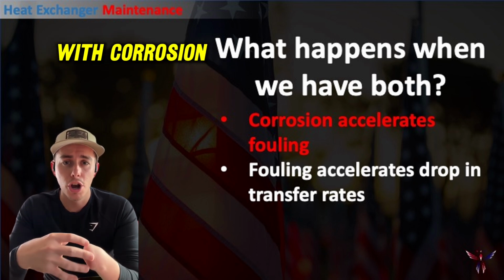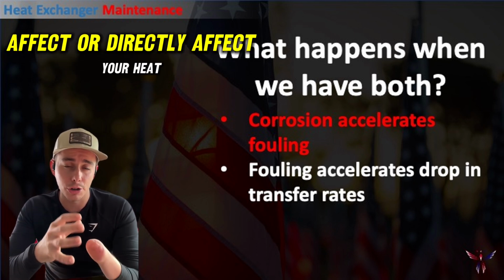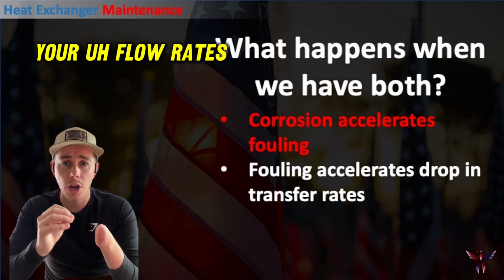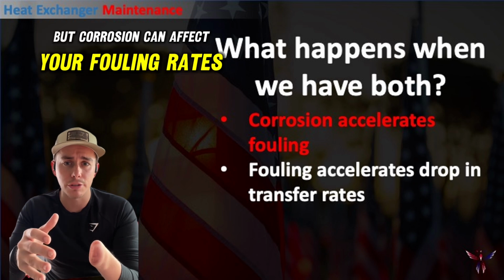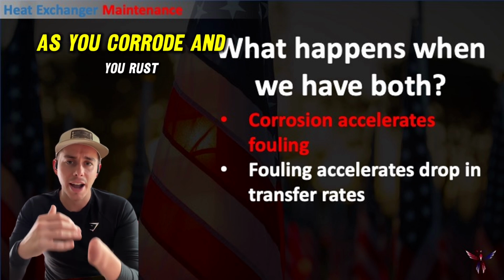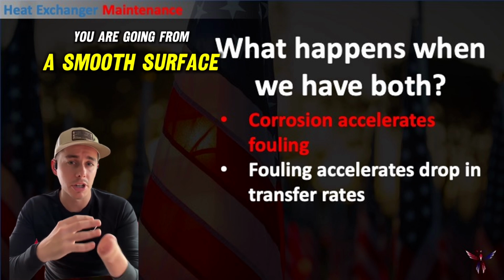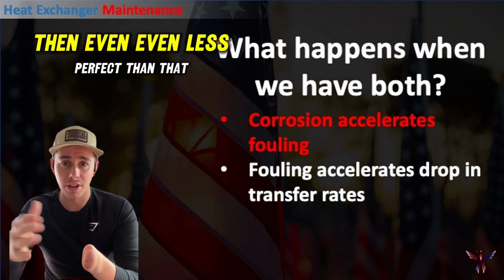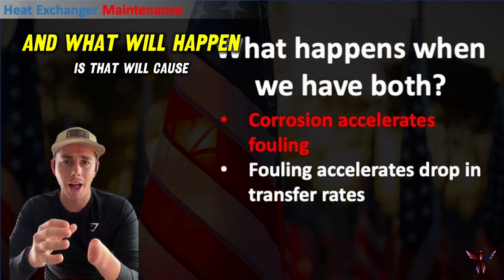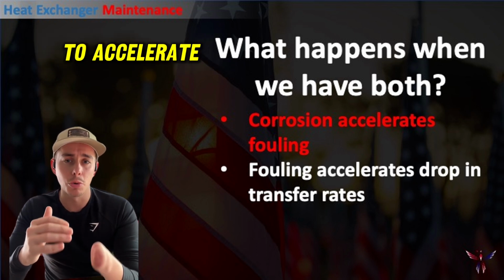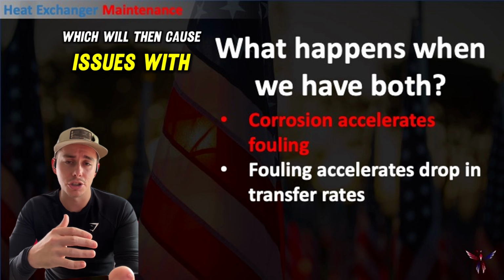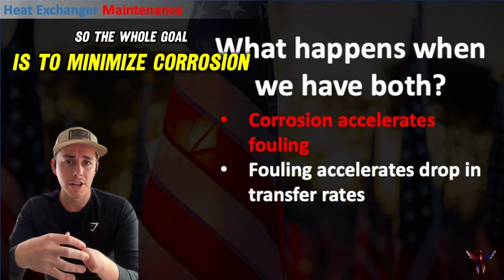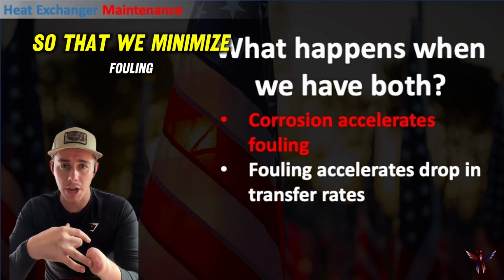Corrosion won't necessarily directly affect your heat transfer rates or your flow rates, but corrosion can affect your fouling rates, because as you corrode and rust, you are going from a smooth surface to an imperfect surface, and if you go to pitting, then even less perfect than that. And that will cause fouling to accelerate, which will then cause issues with our flow rates and our heat transfer rates. So the whole goal is to minimize corrosion so that we minimize fouling.